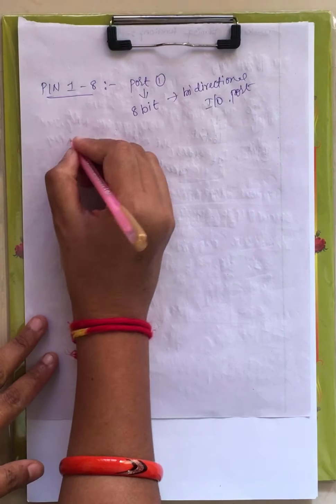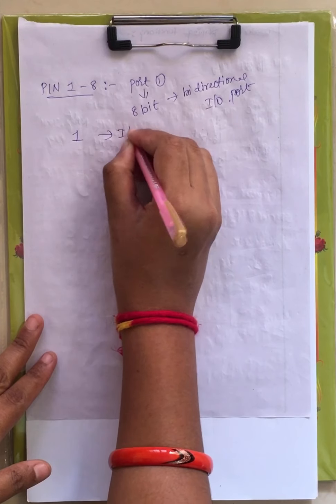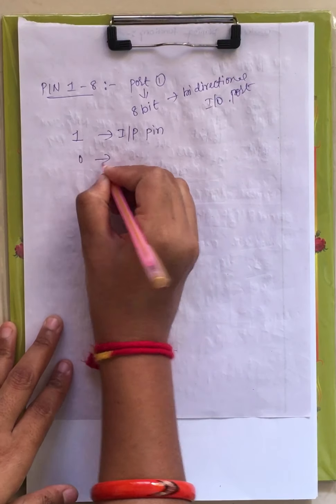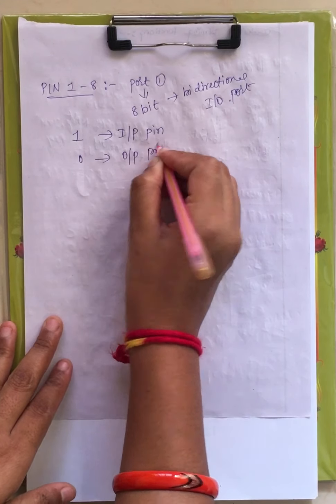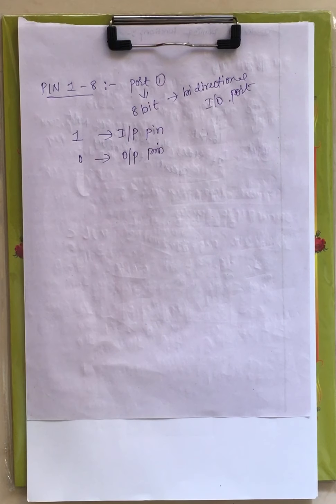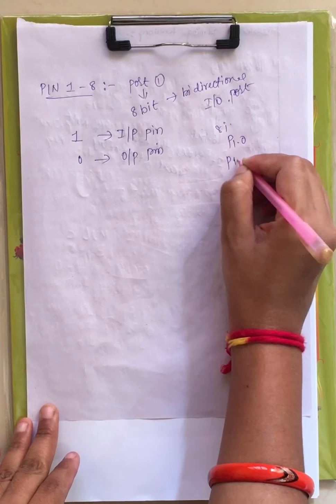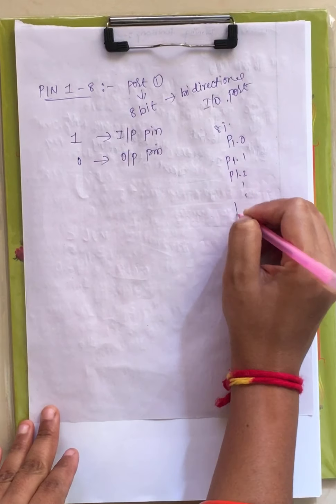Now it is a bidirectional IO port. For logic 1, this will serve as an input pin, and for logic 0, this will serve as an output pin, right? When it is logic 1, you can provide the input. When it is logic 0, you can collect the output. For an IO pin, it will act as an input pin for logic 1, and for logic 0, it will act as an output pin. You have 8 pins, that is port 1.0, 1.1, 1.2, and so on up to 1.7.